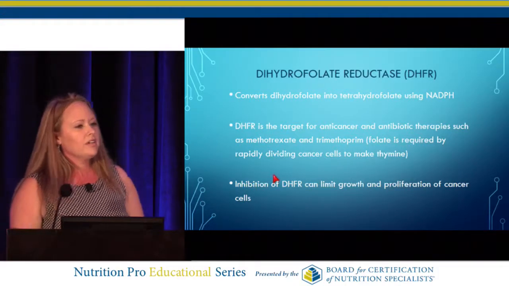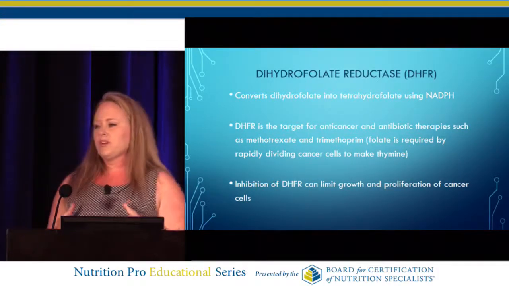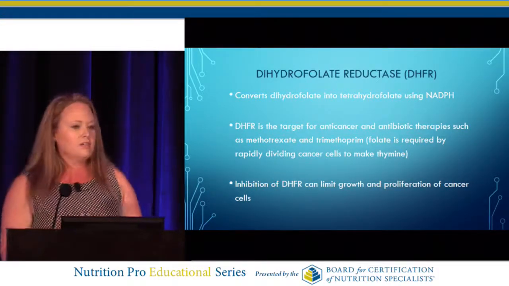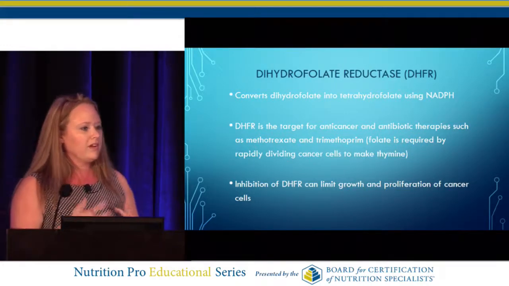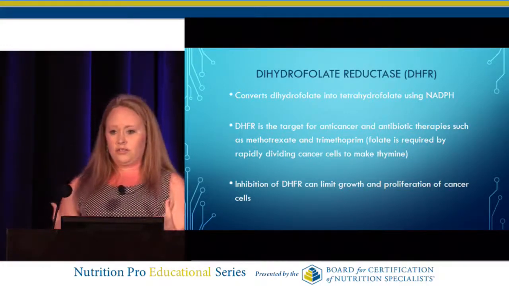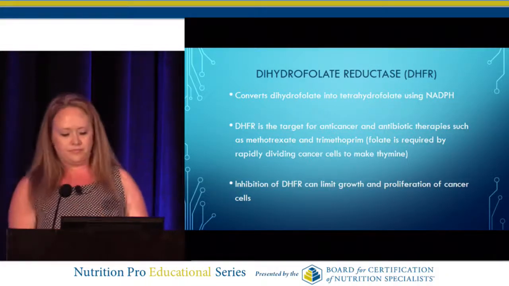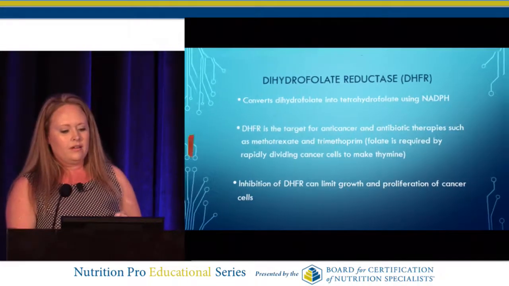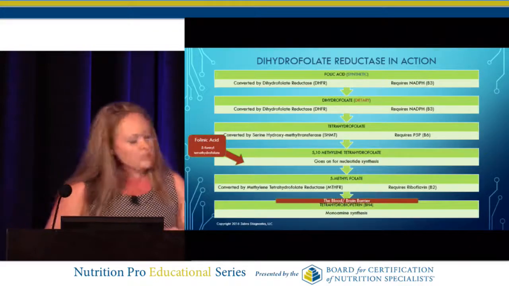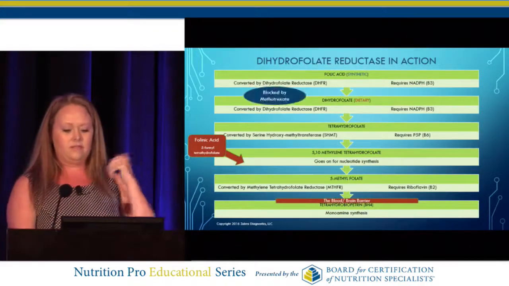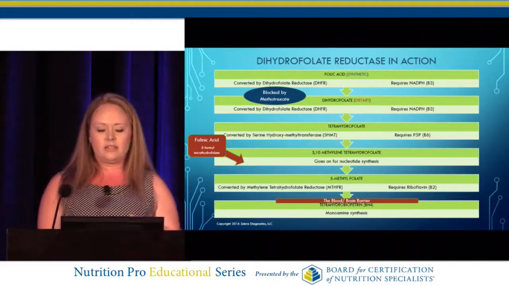So DHFR is the target for anti-cancer therapies like methotrexate. Folate is required for rapidly dividing cells, so if we are having issues with cancer, we want to limit that proliferation. Now hopefully you guys can see this image. Remember that DHFR is blocked by methotrexate.